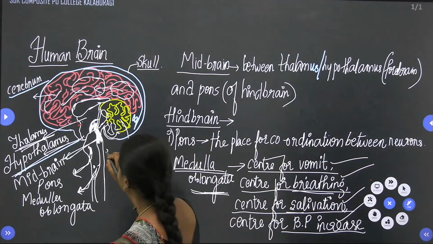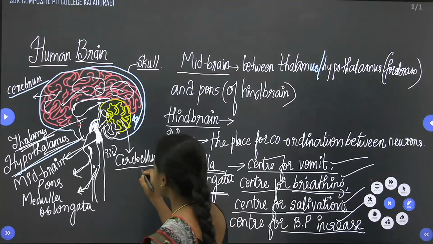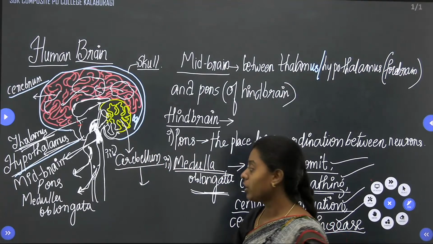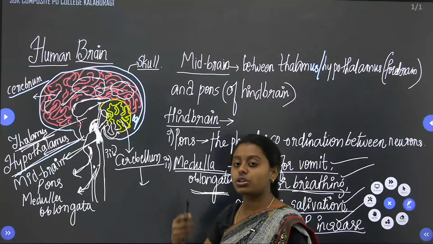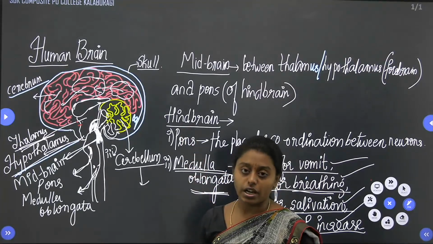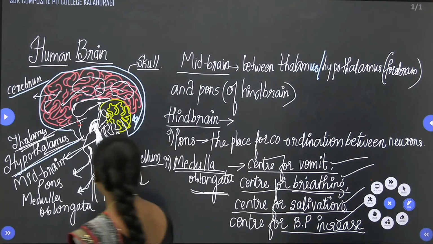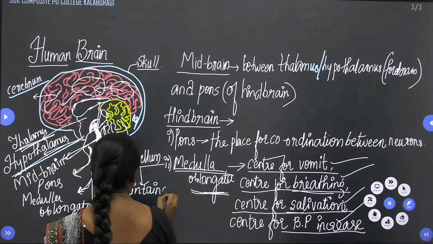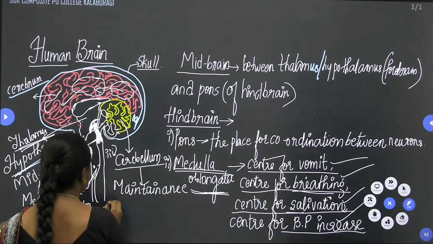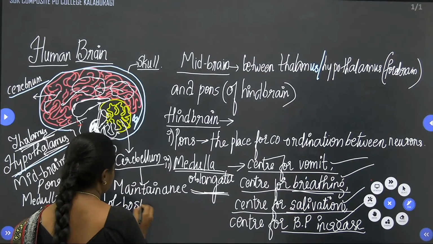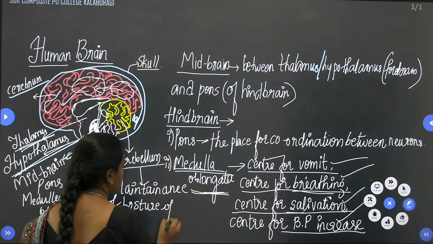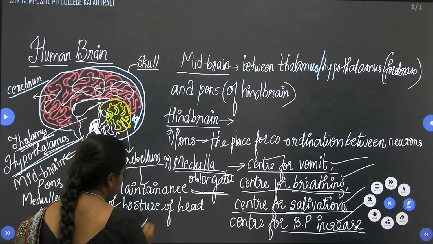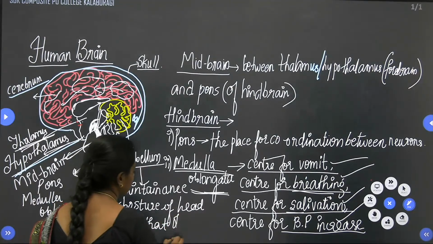The next part, the third part of the hindbrain, is the cerebellum. Convoluted refers to a coiled structure. So the cerebellum is a coiled structure and part of the hindbrain. This cerebellum structure is responsible for maintenance of posture of the head with that of the body.